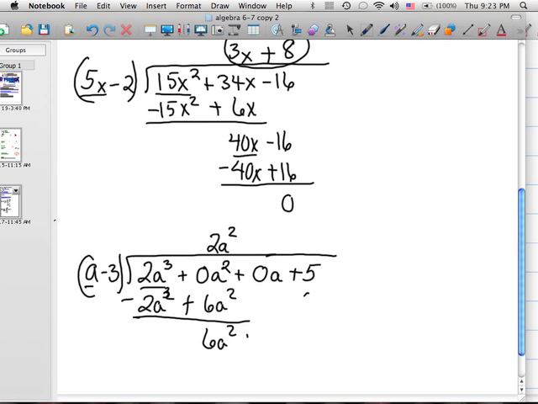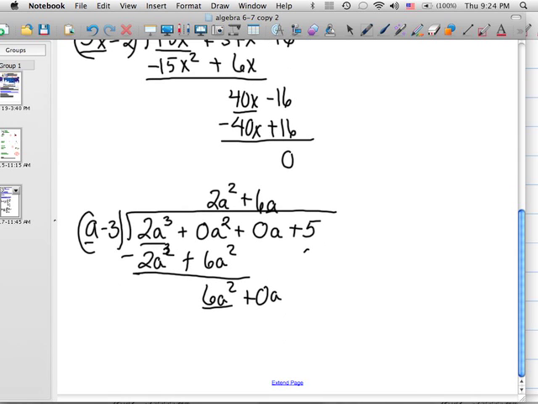Bring down the next term, which is a 0a. What do we multiply a by to get 6a squared? That would be a positive 6a. Multiply. 6a times a is 6a squared, minus 6a times 3 is minus 18a. Subtract, change your signs. Those go out, so we have 18a.